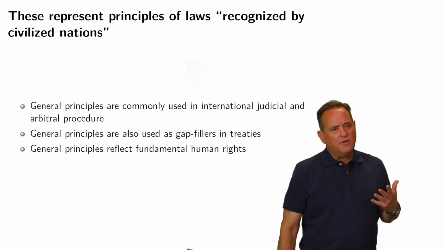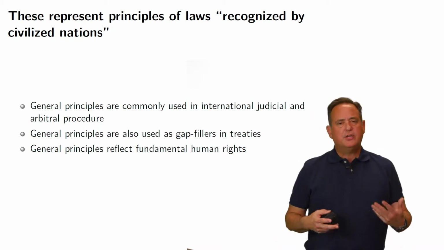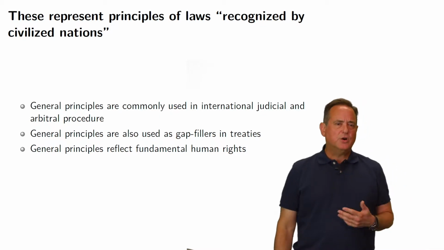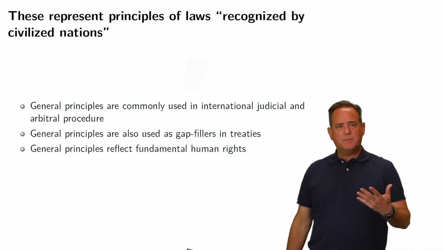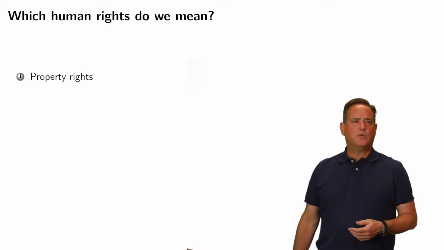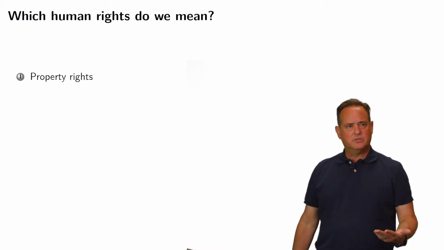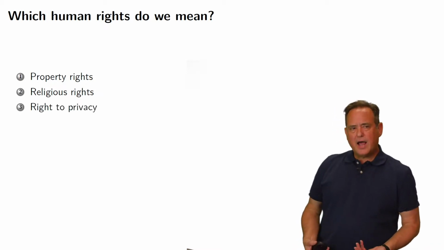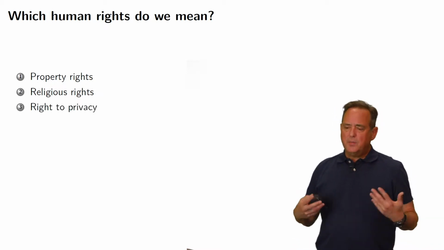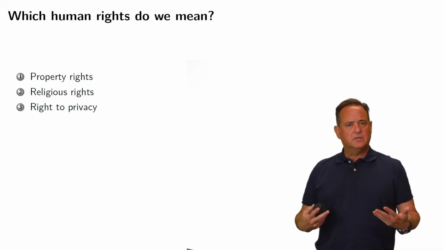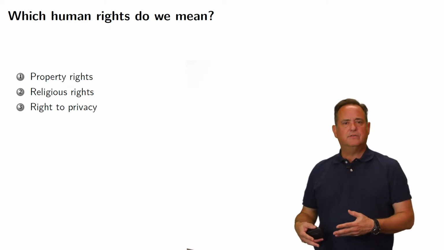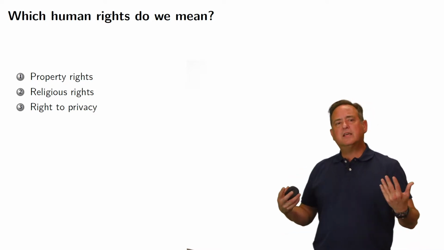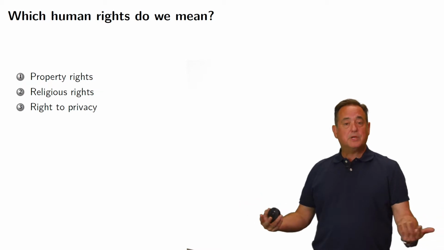General principles often reflect basic human rights, what we call fundamental human rights. And so when you hear general principles, oftentimes we're talking about fundamental human rights, things like property rights, things like religious rights, a right to privacy. These are rights that are common across legal systems, not simply a feature of United States law or French law or UK law, but these are the types of principles that are applicable everywhere.